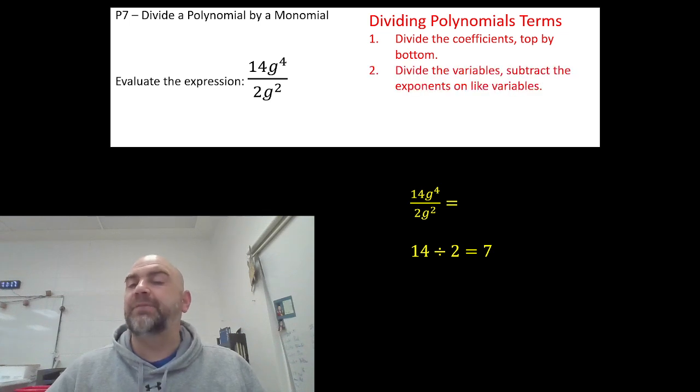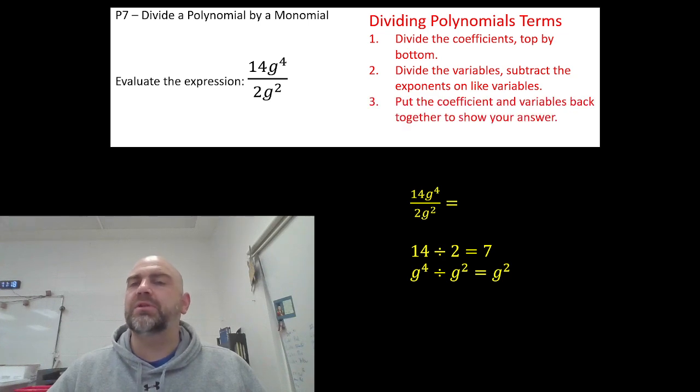Step number 2, divide the variables and subtract the exponents on like variables. So g to the 4 and g squared, those are like bases. We can subtract the exponents. 4 minus 2 is 2. So therefore that's going to be g squared. And that's our only variable in this case.